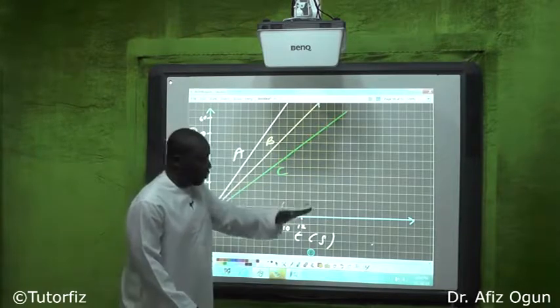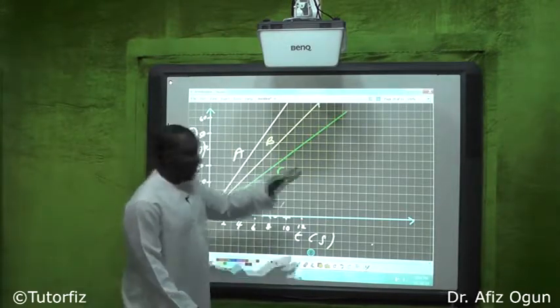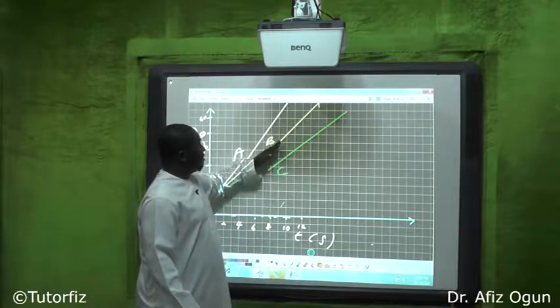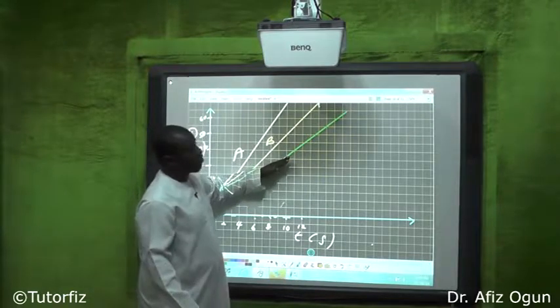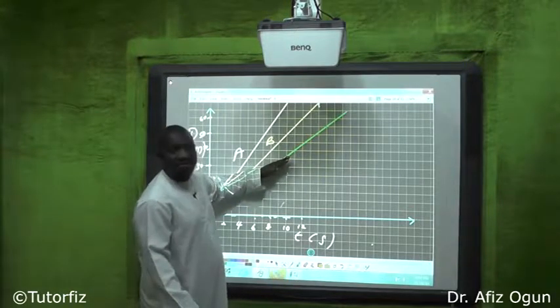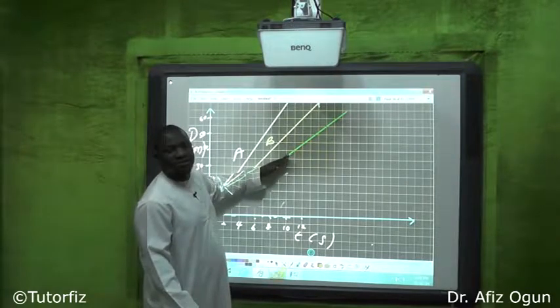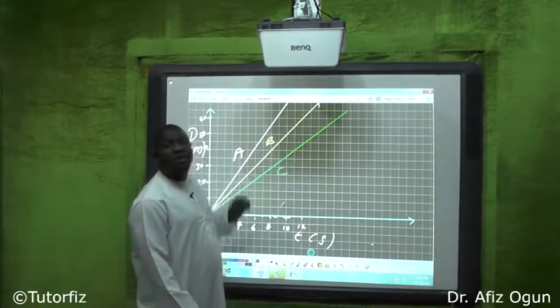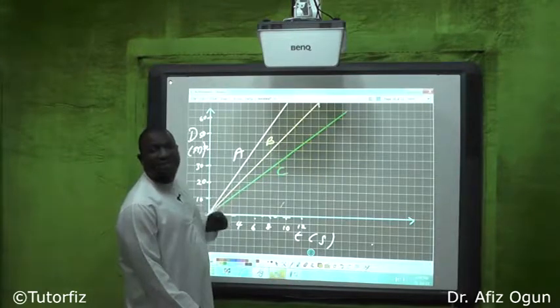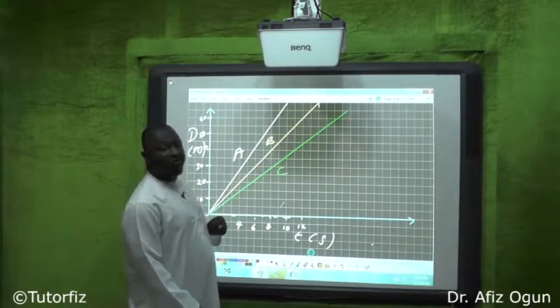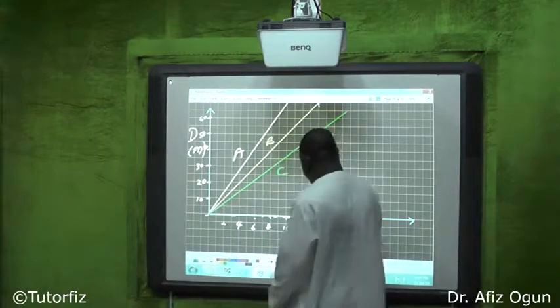Steep, gentle. This is steep, this is gentle. This is the most gentle slope, and it's the least steep slope. When the slope is steep, the steeper the slope, the higher the gradient.